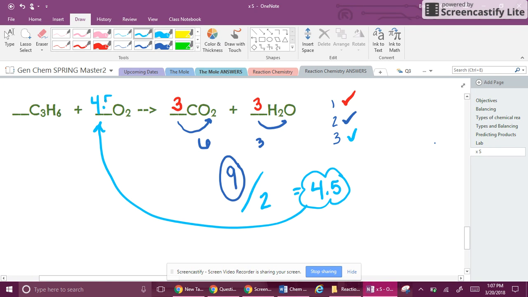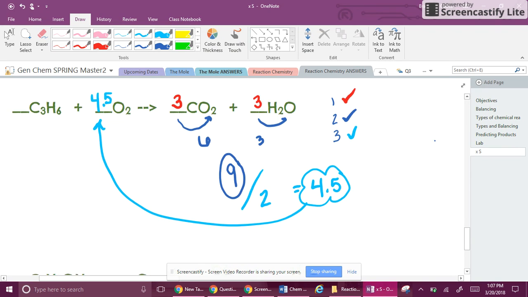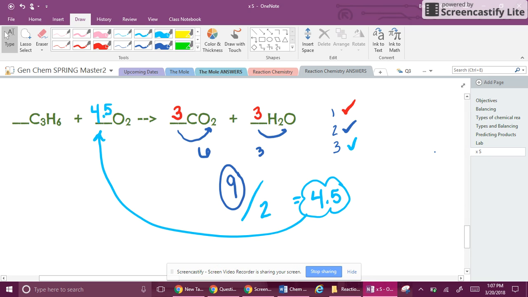Now, hopefully you guys are saying, wait a second, coefficients have to be whole numbers. We can't have a decimal, 4.5, in there. So what we do at this point, this is kind of our step 3A.